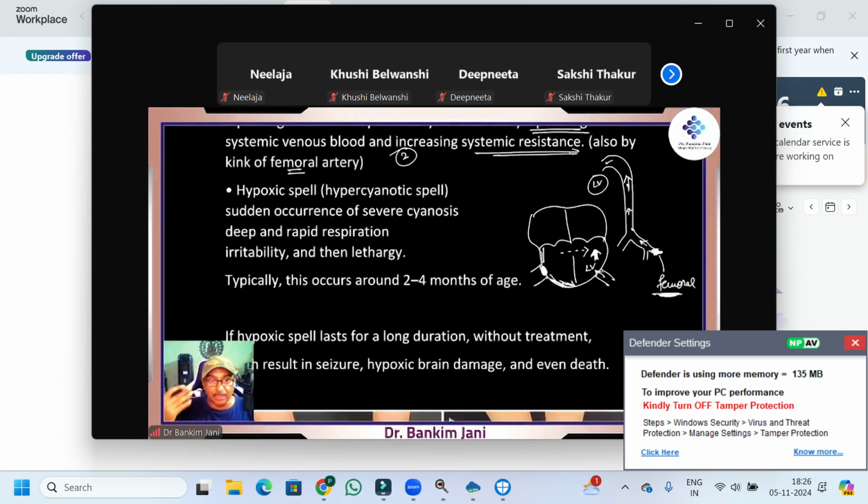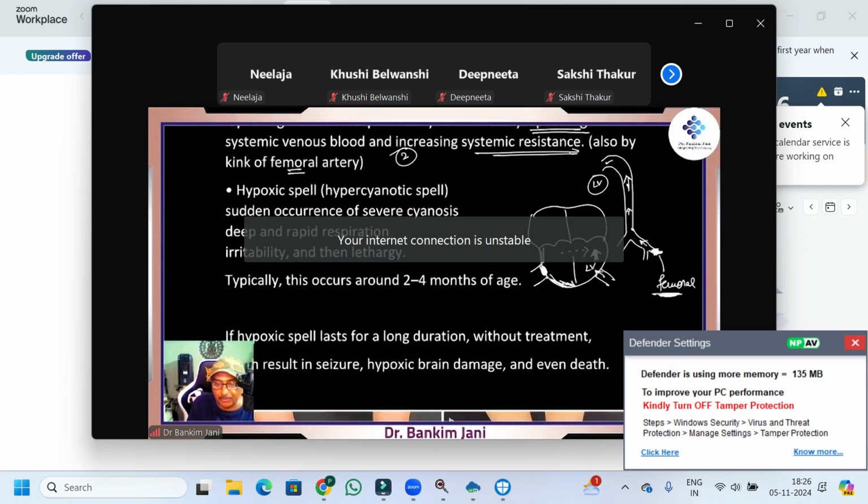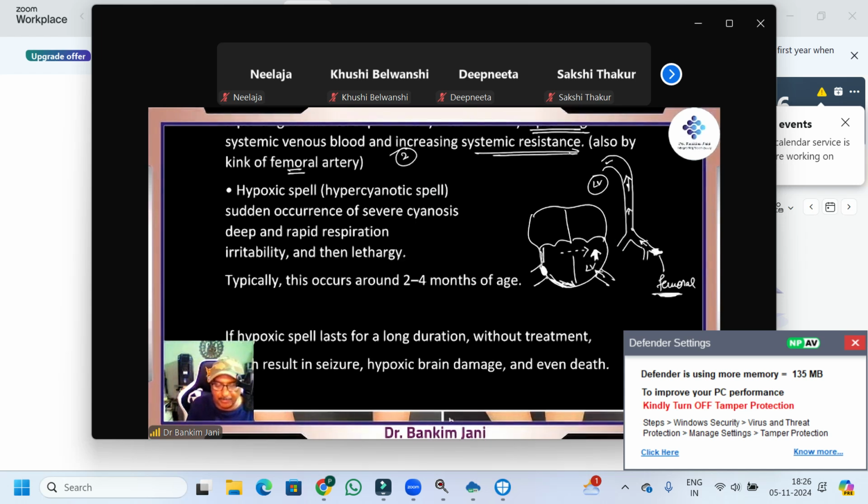Discoloration will start increasing. Hypercyanosis, right? Sudden occurrence of severe cyanosis, deep and rapid respiration, irritability, and then the lethargy. Because think of it like if someone is strangulating, गला दबाई, तो वो that person will open his mouth, will be gasping, right, for the air, will start turning blue. So the same thing is happening over here, right?